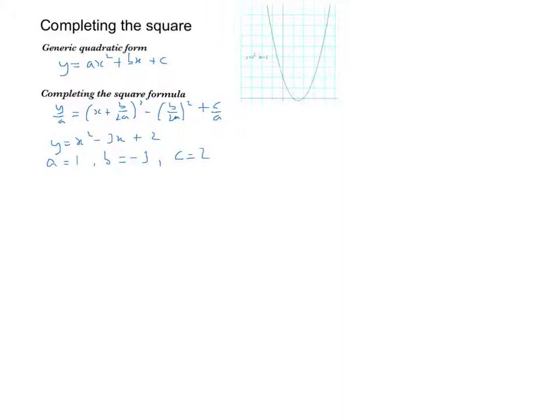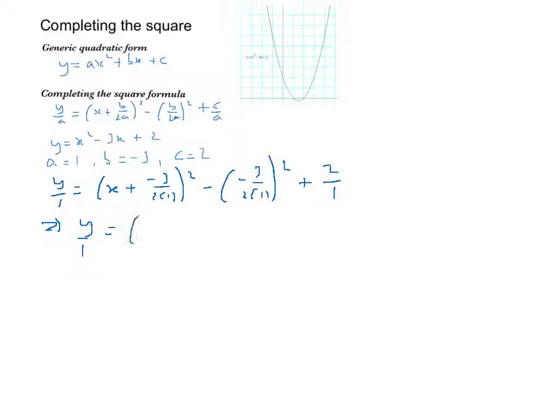So we have y over 1, because a is 1, equals x plus b, which is minus 3, over 2 times 1, all squared, minus minus 3 over 2 times 1, all squared, plus c, which is 2, and a is 1. Let's tidy this up. So we have y over 1 equals x minus 3 over 2 squared, minus 3 over 2 all squared is 9 over 4, plus 2. Again, final tidy up, leave the 1 under the y for now.